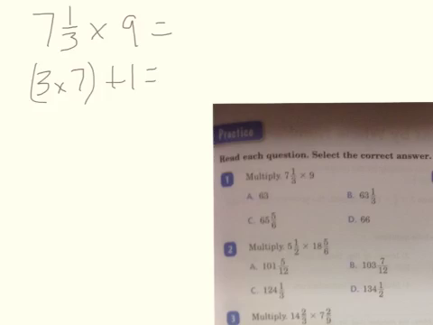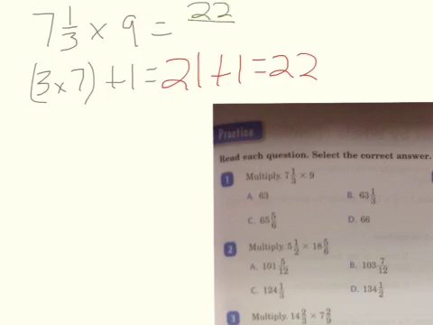What we're going to do is take our mixed number and turn it into an improper fraction. So, the way we're going to do this is we're going to multiply 3 times 7, and that is going to give us 21, plus 1, and that's going to give us 22. So when we go back to rewrite our problem into an improper fraction, this is going to read 22 over 3 times 9 over 1.